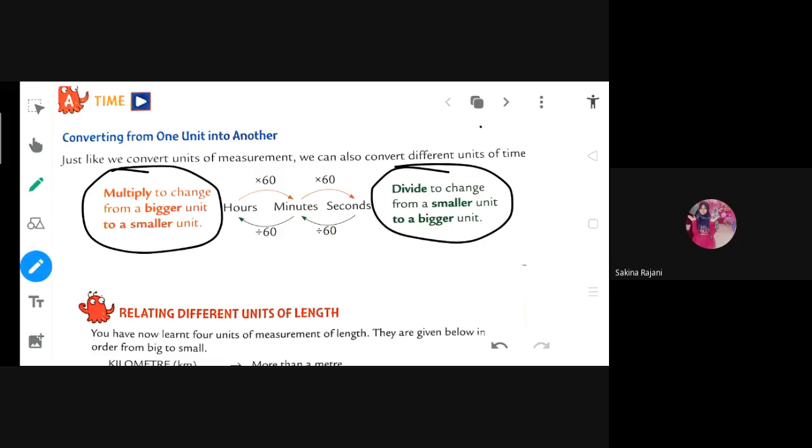This, that multiply to change from bigger to smaller, and here from smaller to bigger, that way. So I'm giving some time, and after you learn this, tell me. Okay, when to multiply from big to small, and when to divide from smaller to bigger, that way.